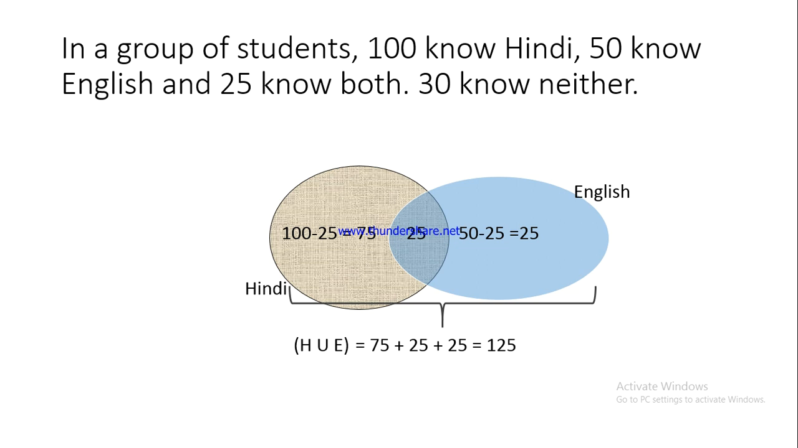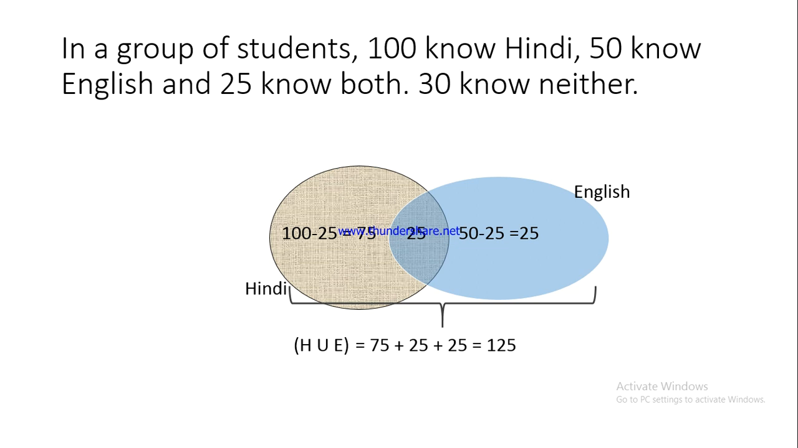So the total area covered by the two overlapping circles is equal to 125. You can have a look also. The grayish portion measures 75, the overlapping portion's value is 25, and the bluish portion's value is 25. So the total becomes 125. So this is the value of H union E. In other words, this is the value of students who know either H or E, either Hindi or English. So union basically means either or.